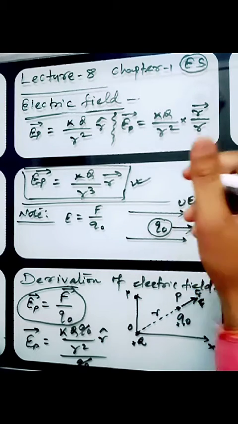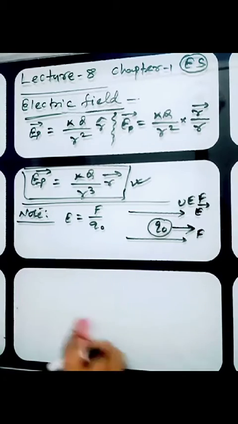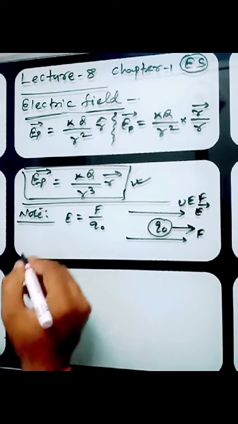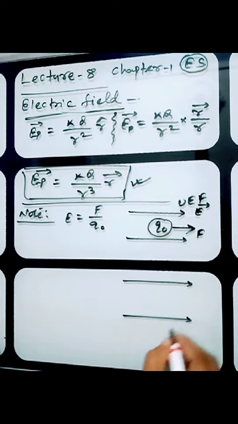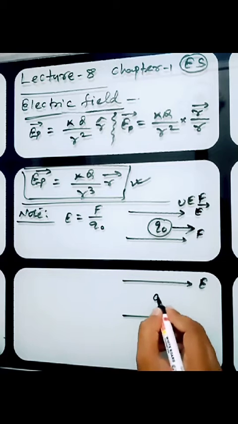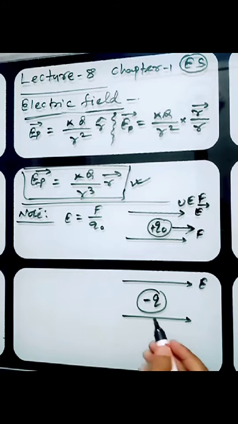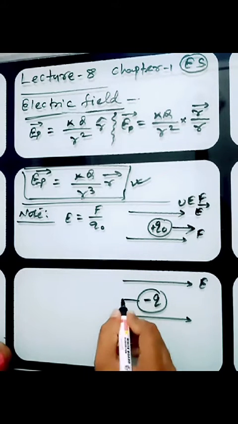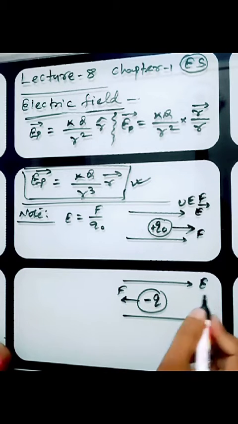Later on we'll study how this direction helps the charge. And the second point, negative charge. This is the direction of the electric field and the strength of the electric field is here. If any negative charge is placed in the electric field, this was a positive charge, then it will experience a force opposite to the electric field, opposite to the direction of the electric field.